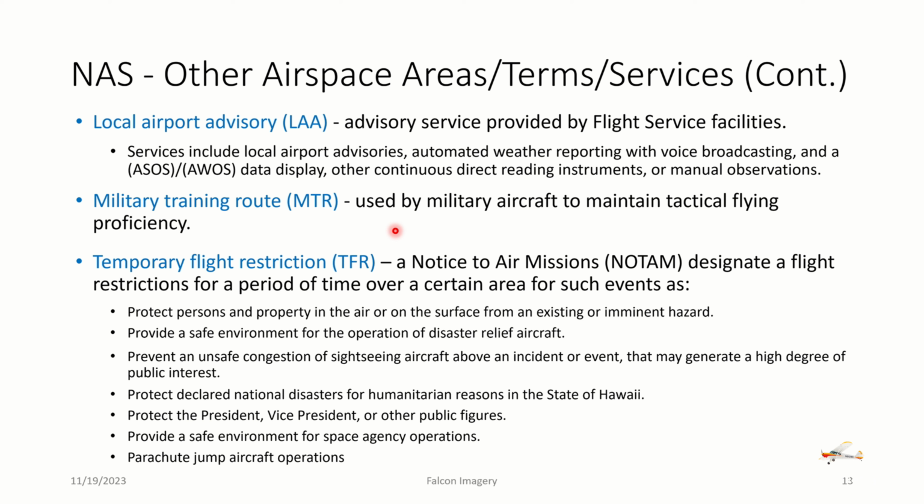It also prevents the unsafe congestion of sightseeing aircraft above an incident or event that may generate a high degree of public interest. It's for protecting declared national disaster areas or for humanitarian reasons, such as the state of Hawaii with its volcano eruptions, protecting heads of state, presidents, vice presidents, or other public figures, providing a safe environment for space agency operations, and for certain parachute jump activities, or for air shows, for example. These are all examples of temporary flight restrictions.